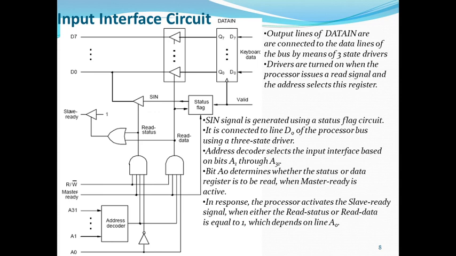An address decoder is used to select the input interface when the high order 32 bits of an address correspond to any of the addresses assigned to this interface. The address bit A0 determines whether the status or the data register is to be read when the master ready signal is active. Here, the control handshake is accomplished by activating the slave ready signal when either read status or read data is equal to 1. So, this is how the input interface circuit performs its task.